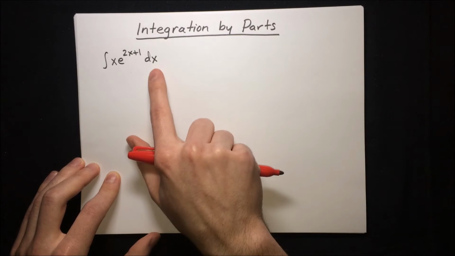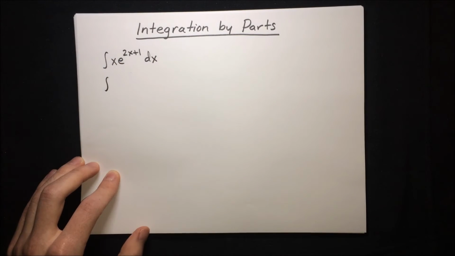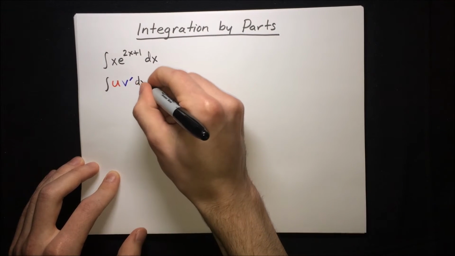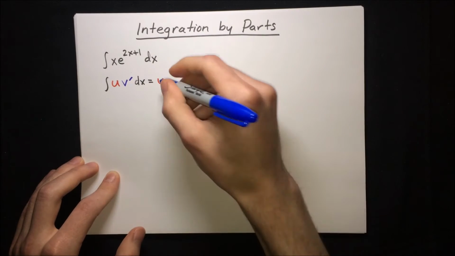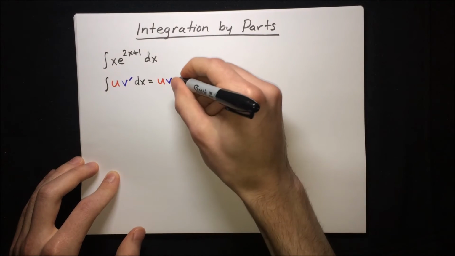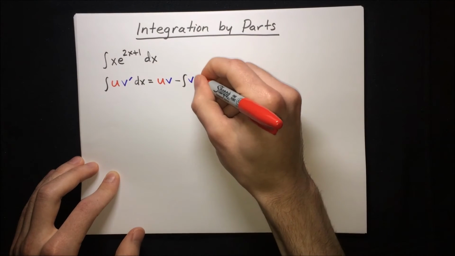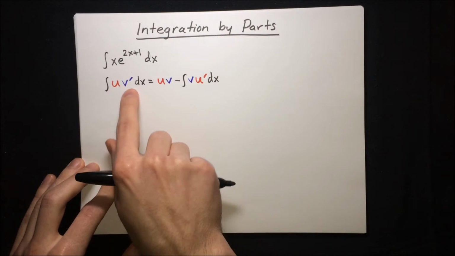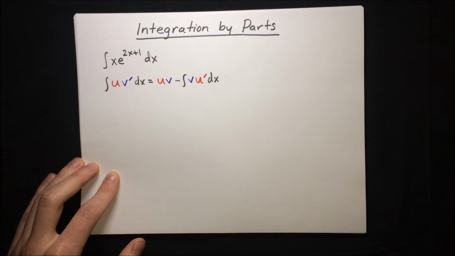So in order to do integration by parts, let's write down the master formula first. So we've got the integral of u times v prime dx equals u times v minus the integral of v again times u prime dx. So we want to choose u and v prime in this integral, so that way v times u prime is a simpler integral to solve.